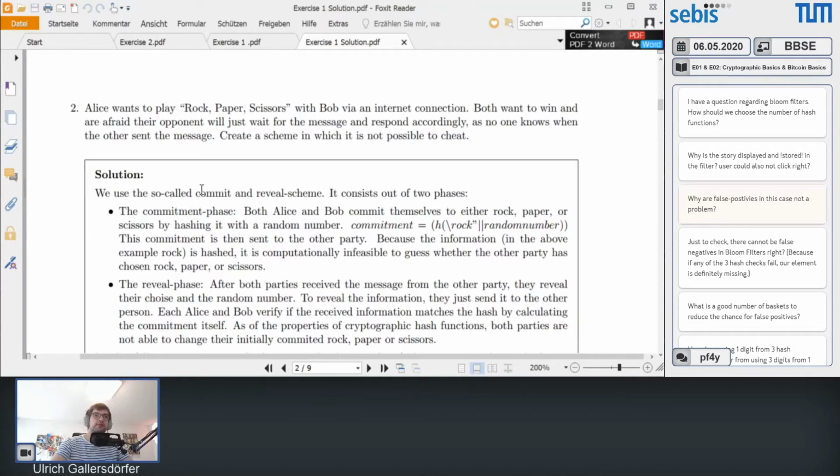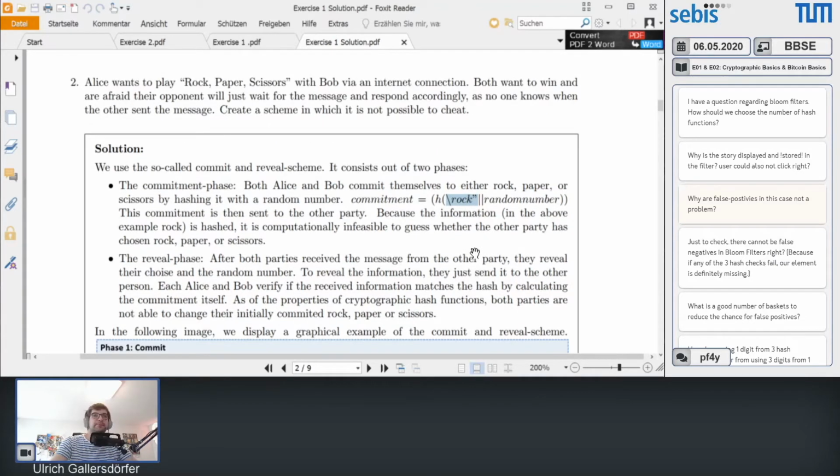So the commitment and reveal scheme works in two phases. We have the commitment phase. Both Alice and Bob commit themselves to either rock, paper, or scissors by hashing it with a random number. So what you propose in terms of putting 1, 2, 3 as the equivalent of rock, paper, scissors is fine. You can also just write it there as a string. And this commitment is sent to the other party.